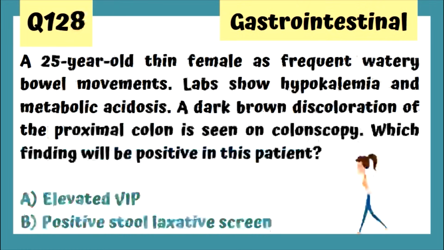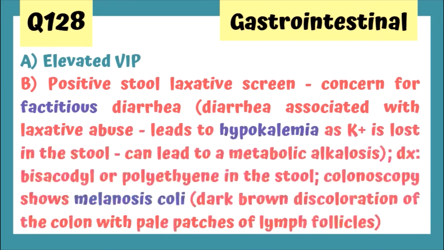Question 128. A 25-year-old thin female has frequent watery bowel movements. Labs show hypokalemia and metabolic acidosis, and a dark brown discoloration of the proximal colon is seen on colonoscopy. Which test will be positive in this patient? It's a positive stool laxative screen. She's taking laxatives because she wants to stay skinny. That's why we have this. It's called factitious diarrhea. That's why it's hypokalemia, because of the diuretic-like effect. Melanosis coli is often seen in these patients on colonoscopy, where they have dark brown discoloration of the colon with pale patches of lymph follicles.